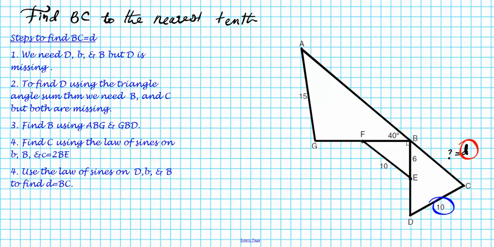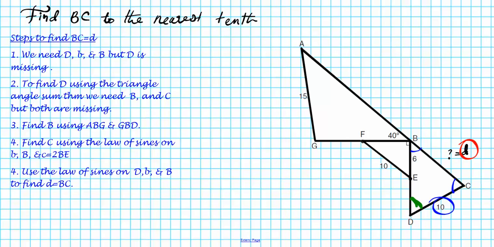Now, in order to find big D, this angle right here, we're going to have to use the triangle angle sum theorem on big B and big C, because we can't use the law of sines yet because of the complications with complete pairs. So we need to carry out the triangle angle sum theorem on these three angles to find big D. In order for us to find big D, we need B and C; both are missing.